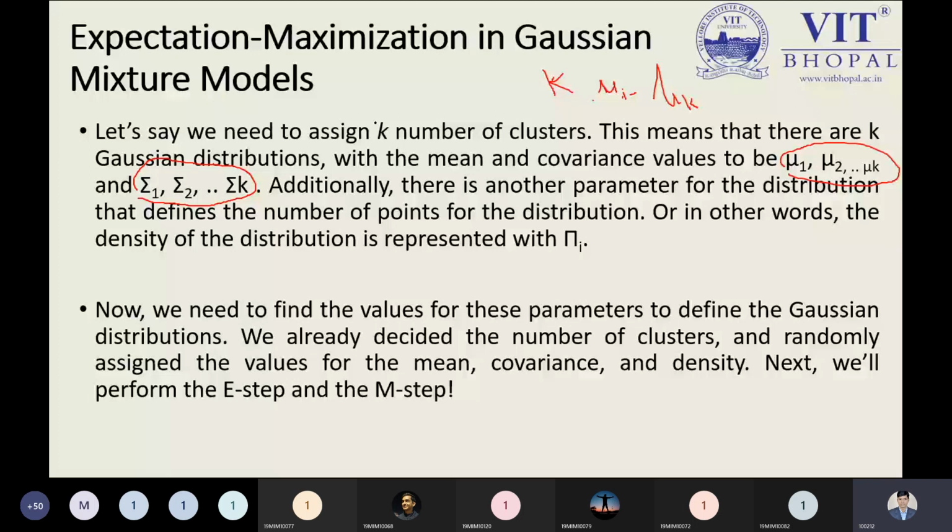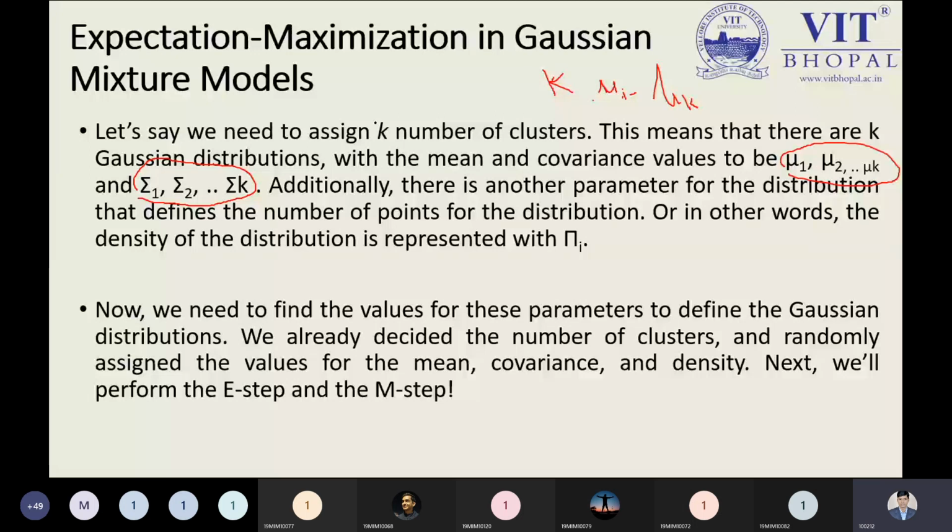Same thing, we have to determine the covariance values, by matrices of course, and those will be identified by the kth cluster: sigma 1, sigma 2, up to sigma k. And suppose we have 5 clusters, so sigma 1, sigma 2, sigma 3, sigma 4, sigma 5. These 5 would be the covariance matrices, so we need to keep this in mind. From these parameters we have to proceed.